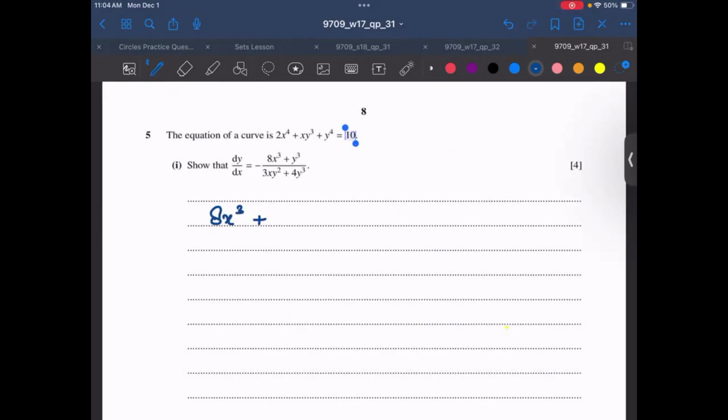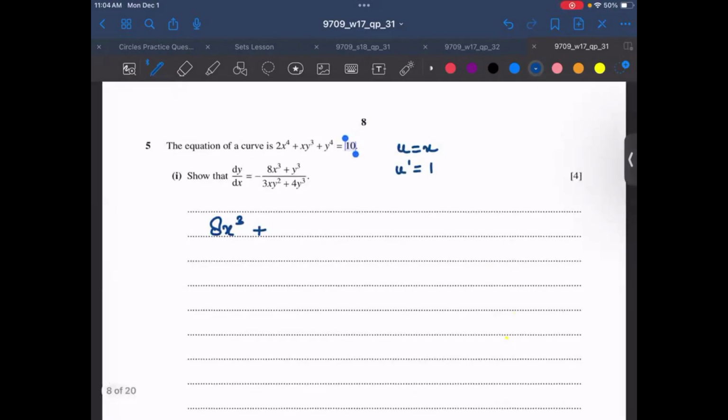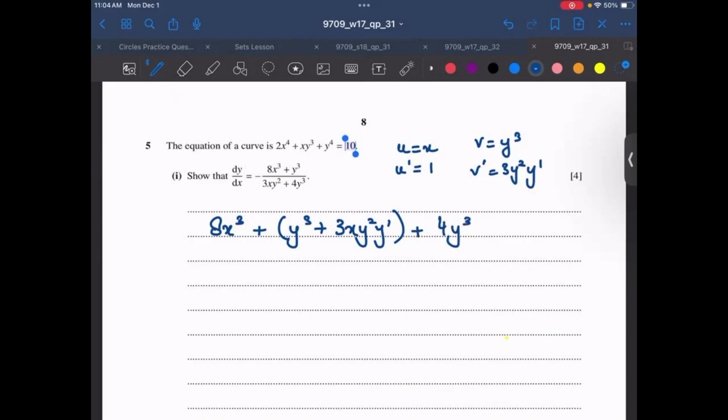So we'll take u equals x, so u dash will be 1. Taking v equals y^3, so v dash will be 3y^2 y dash. So we'll get v u dash, that will become y^3 into 1, plus u v dash, that will become 3xy^2 y dash, plus differentiating y to the power 4, we'll get 4y^3 y dash, equals 0.